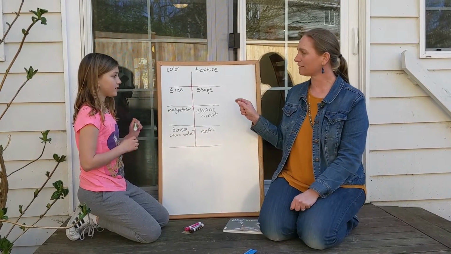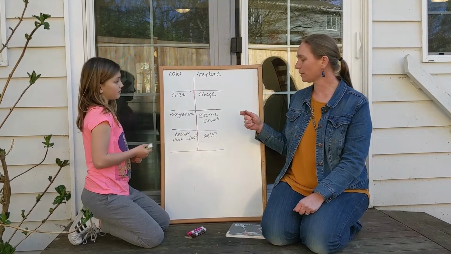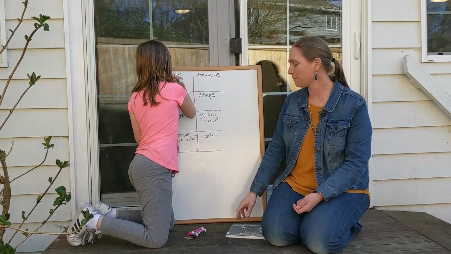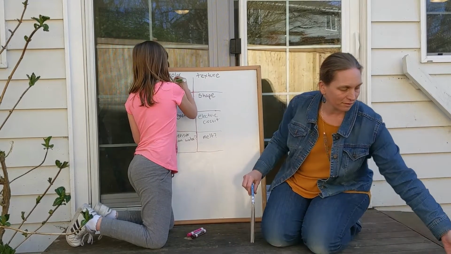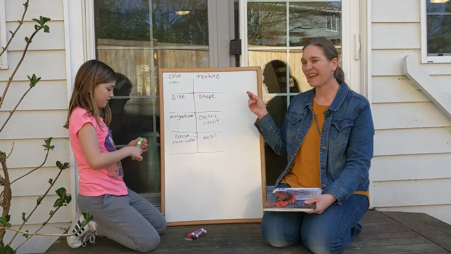What would you say the color is? Copper. That's right. Would you write it down for us, please? And you at home can play along. C-O-P-P-E-R. The next thing we're going to talk about is texture.